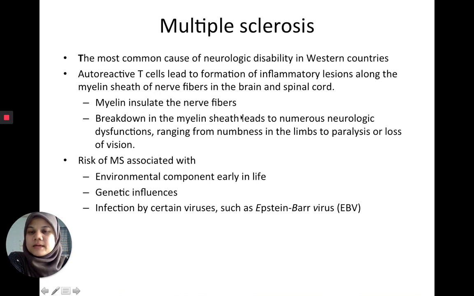So the myelin is usually what insulates the nerve fibers. So if it attacks the myelin, then it will cause a lot of neurologic dysfunction, and you'll start feeling things like numbness in the limbs, as far as paralysis, loss of vision. And some of the factors that may cause people to get multiple sclerosis include environmental exposures, genetics, as well as infection by certain viruses like Epstein-Barr virus.